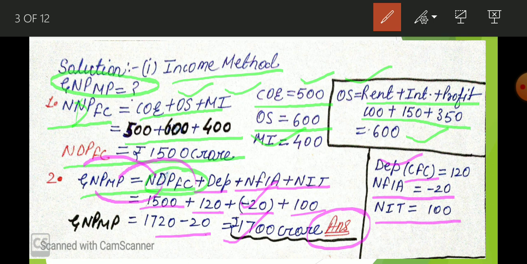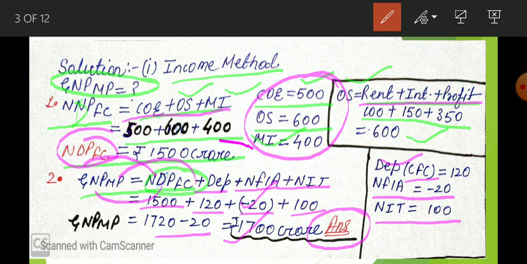Okay student, so whenever you use income method, what do you get? You get NDPFC. How? When you add COE, OS, MI. Okay, OS is the sum total of rent, interest and profit. In this way we are having all these elements. So when we add, we get the value of NDPFC. What are we required to find out? GNP-MP. So we need some adjustment, so we have to do it. Okay, after that we are able to get the answer.